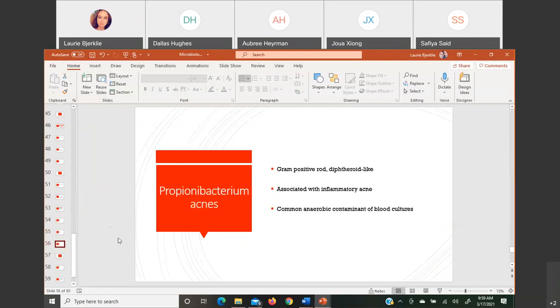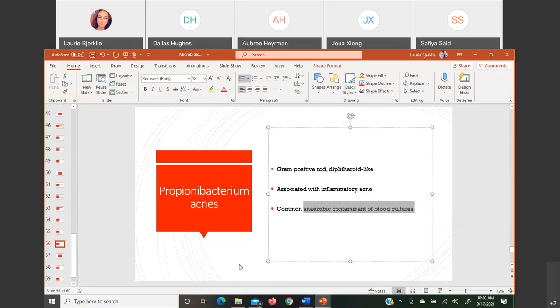Propionibacterium acnes is a gram-positive rod. The word acnes tells you it's associated with inflammatory acne-type infection, but it's also a common contaminant of blood cultures because it comes off the skin. So it can be known as a contaminant in blood cultures.